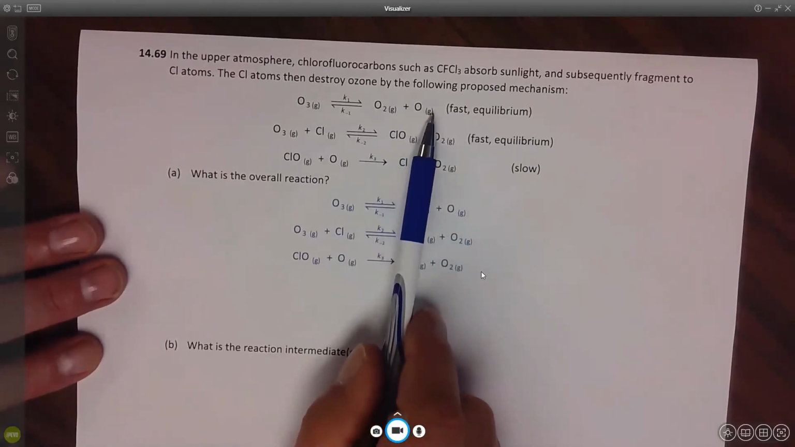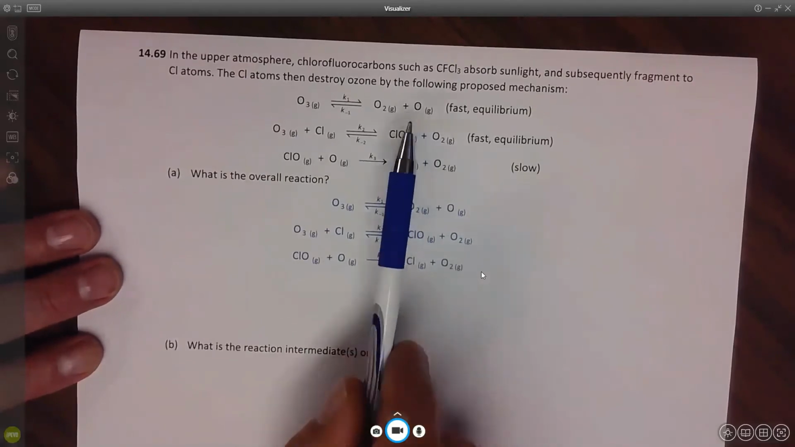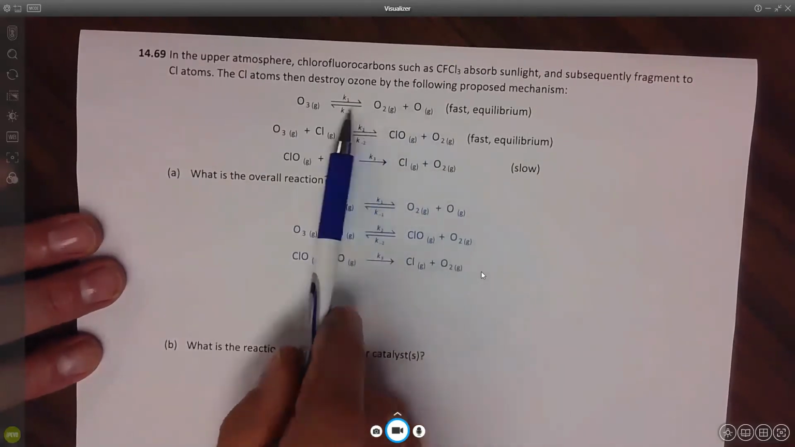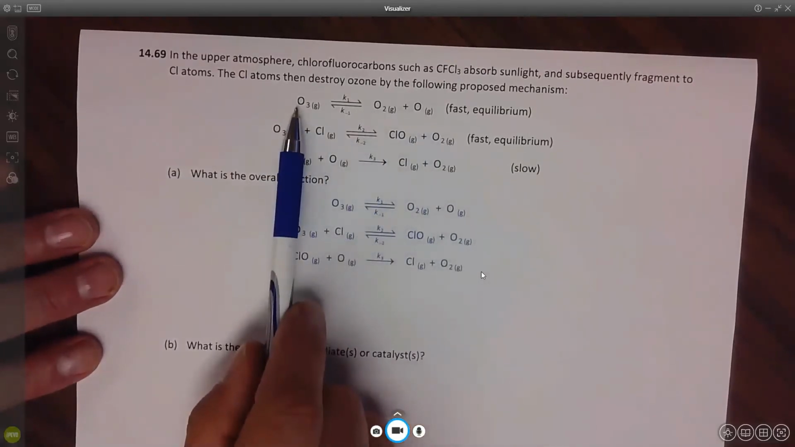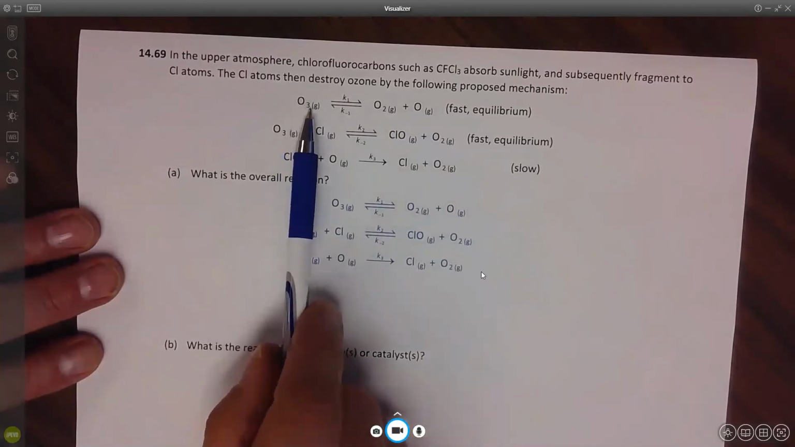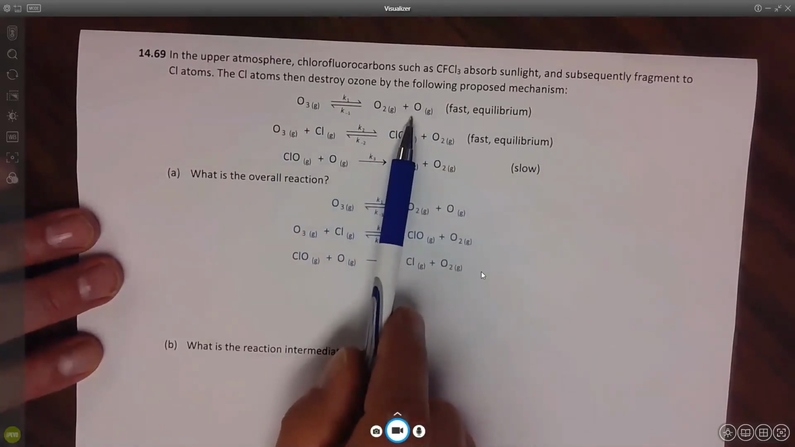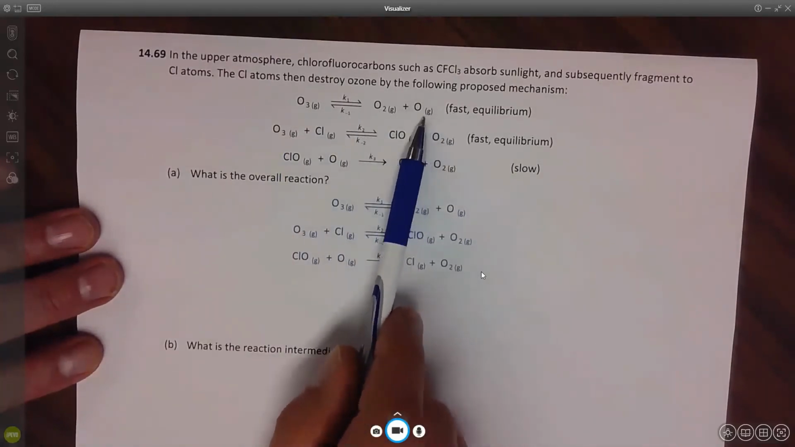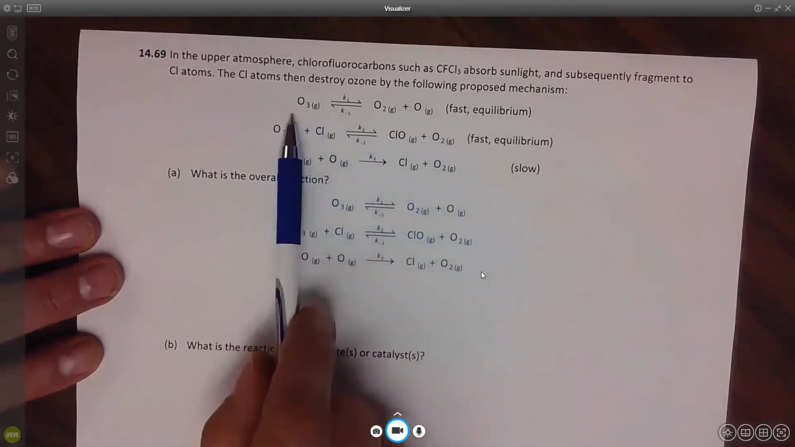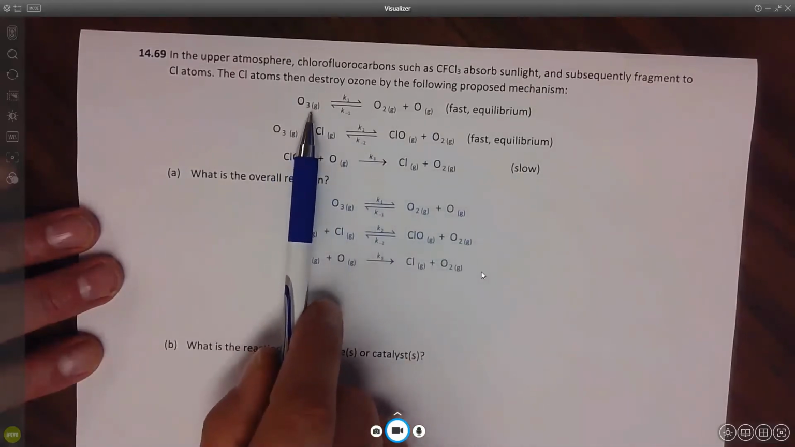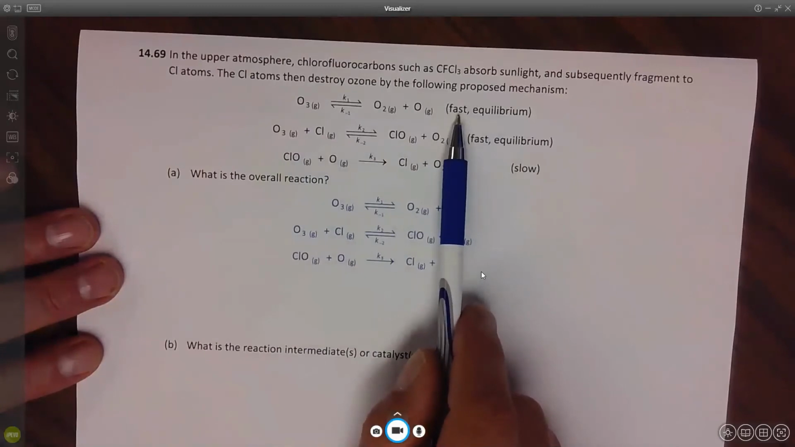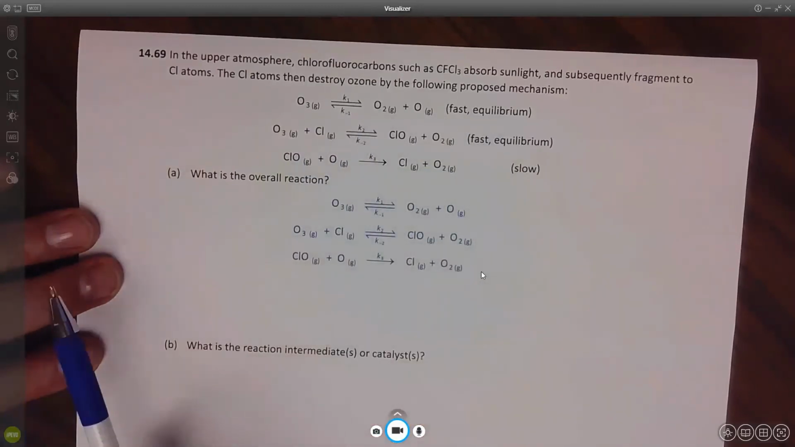Now, atomic oxygen is very reactive, so it immediately wants to react with the oxygen and reform the ozone. So every time an ozone molecule absorbs UV, the way it gets rid of that energy is it splits apart. But then it immediately comes back together, and so we maintain a certain amount of ozone. That's what naturally occurs. That's very fast, and it's an equilibrium process.